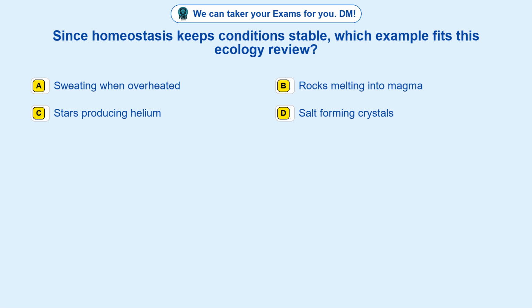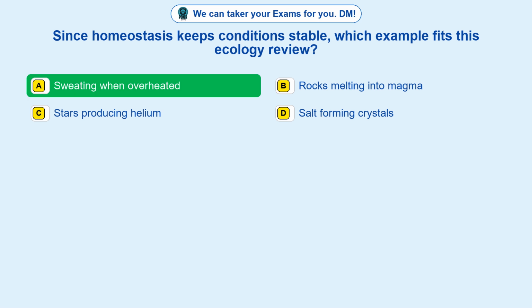Question 20. Since homeostasis keeps conditions stable, which example fits this ecology review? Option A. Sweating when overheated. Option B. Rocks melting into magma. Option C. Stars producing helium. Option D. Salt forming crystals. The correct answer is option A.